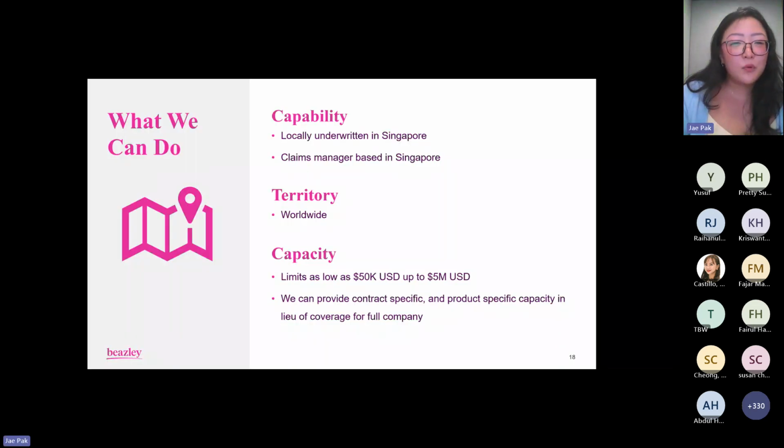And a little bit about what we can do. It's locally written in Singapore. We have a claims manager based in Singapore. We can do worldwide capacity up to 5 million, and we can do contract specific, product specific, or coverage for full company.